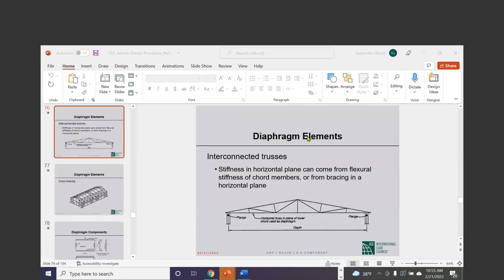One of them is asking whether we need reinforcement detailing for diaphragms. In response to a previous question, I answered that we don't have that. We don't have a set of detailing as we do for shear walls.